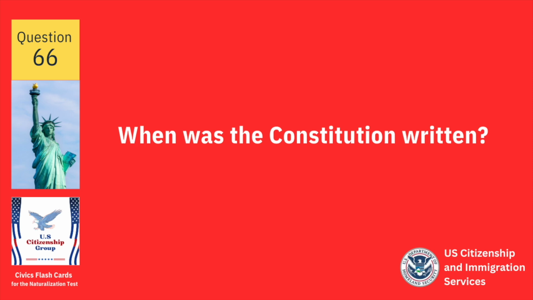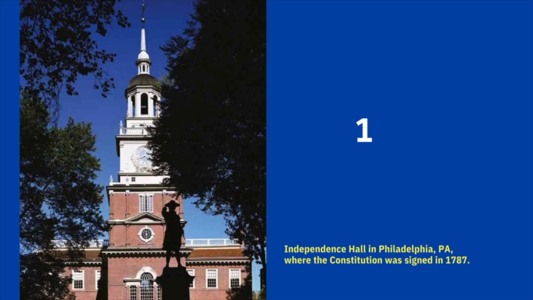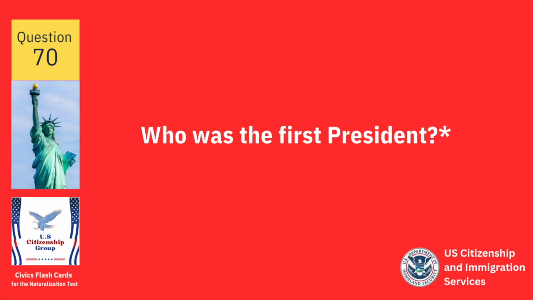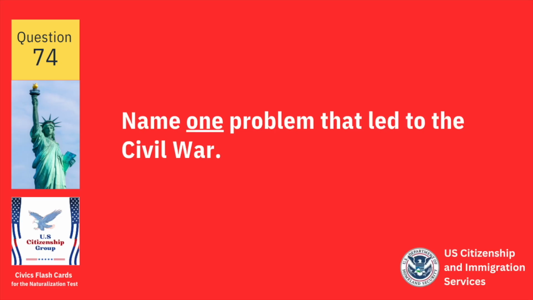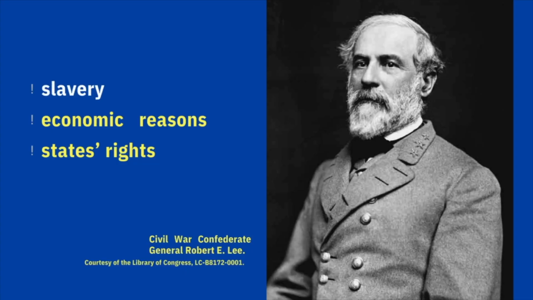When was the Constitution written? 1787. Who was the first president? George Washington. Name one problem that led to the Civil War. Slavery.